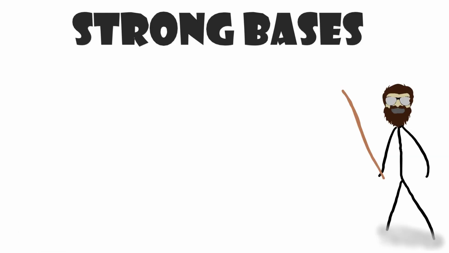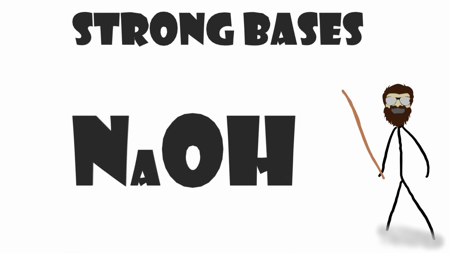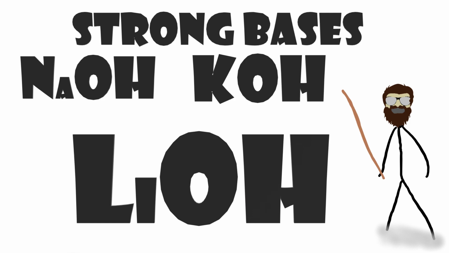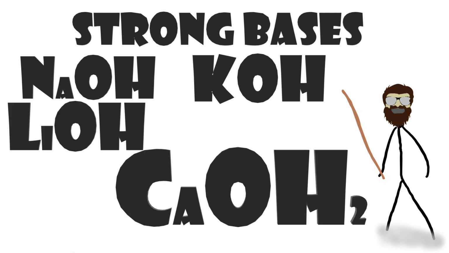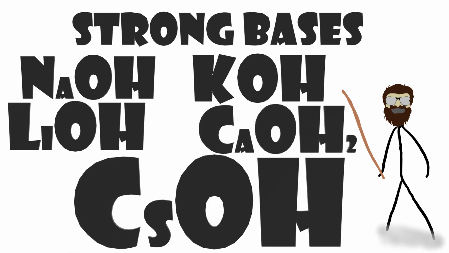Strong bases are generally easy to identify. All of the common strong bases contain a hydroxide combined with an alkali metal or an alkaline earth metal. The most common examples are sodium hydroxide, potassium hydroxide, lithium hydroxide, calcium hydroxide, and cesium hydroxide.